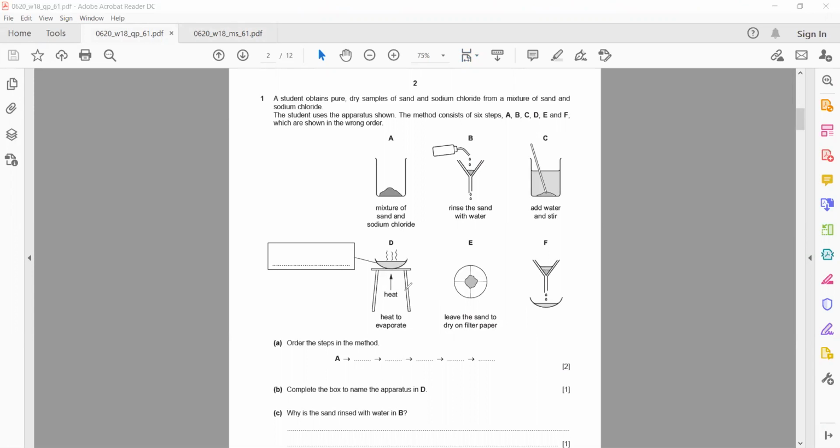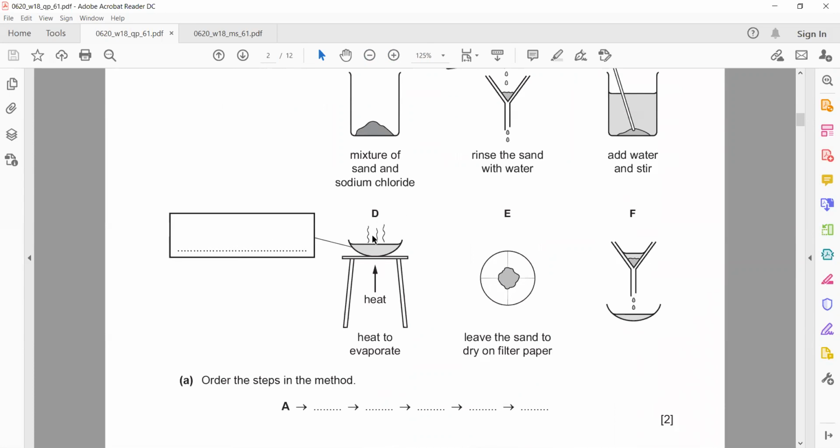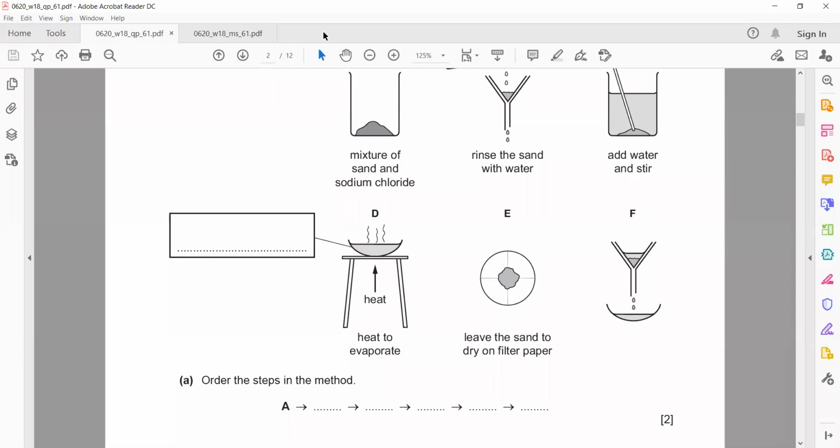Complete the box, name the apparatus D. What do we call this? What is the name of this apparatus? When we use a dish to evaporate the substance, that's called an evaporating dish. So this is known as an evaporating dish.